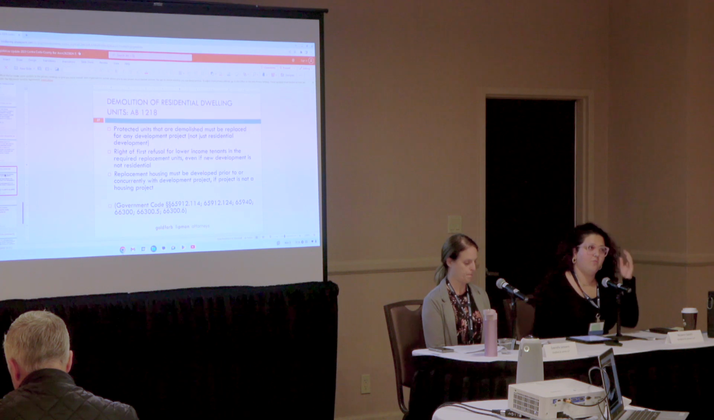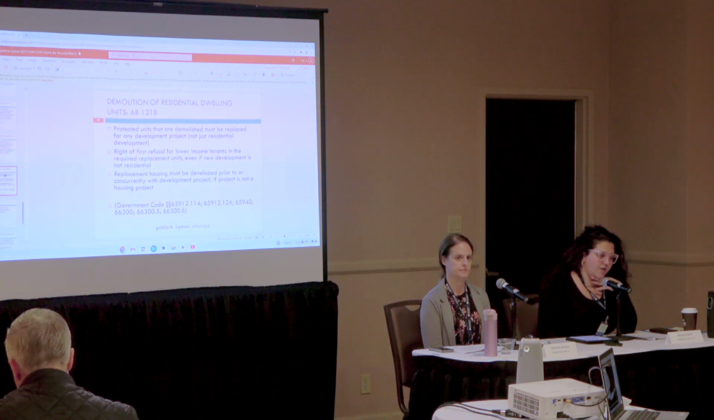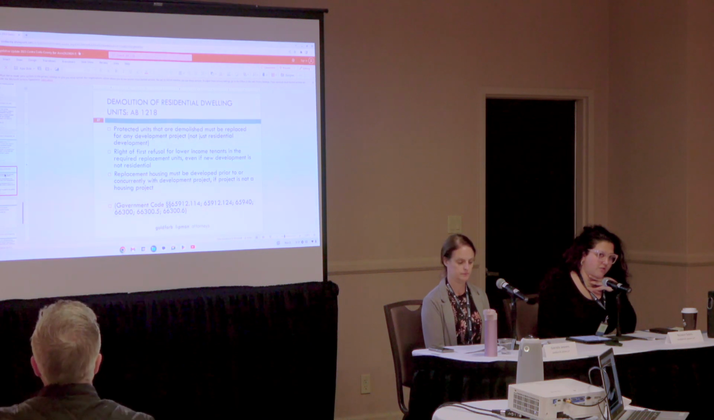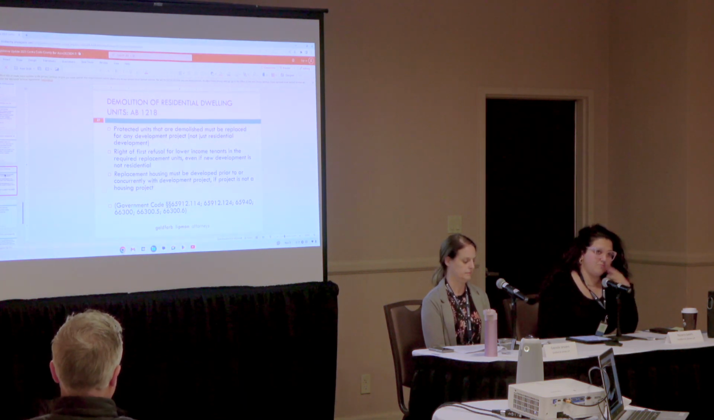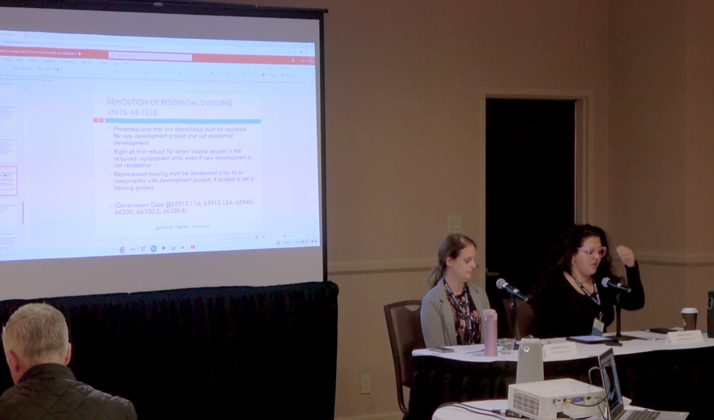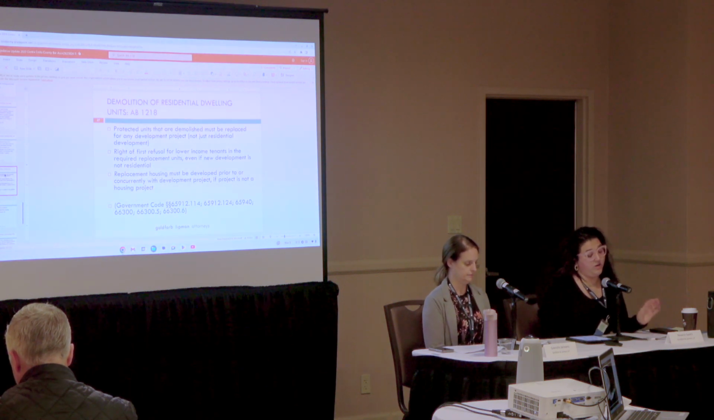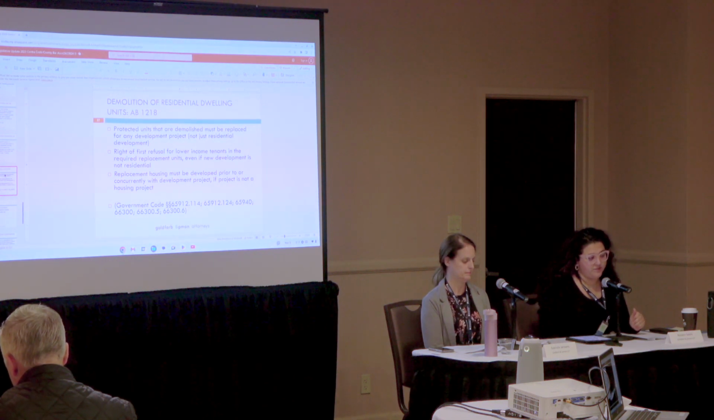Basically, what this sought to address is that a lot of developers were buying up rent-controlled units or other deed-restricted units and then demolishing them and building fewer units than previously were on that site. So they would buy a 20-unit building and then maybe demolish those units and build like 14 townhomes or row homes on that.